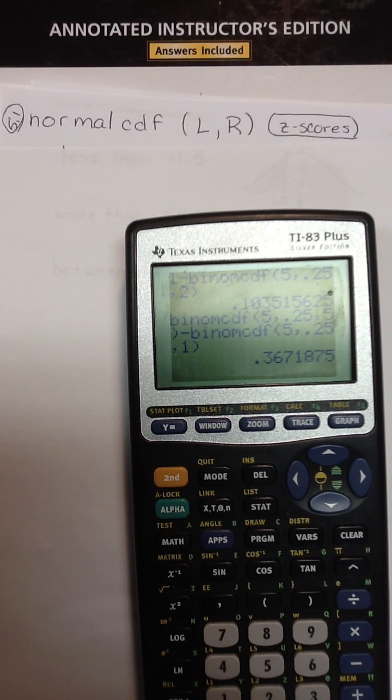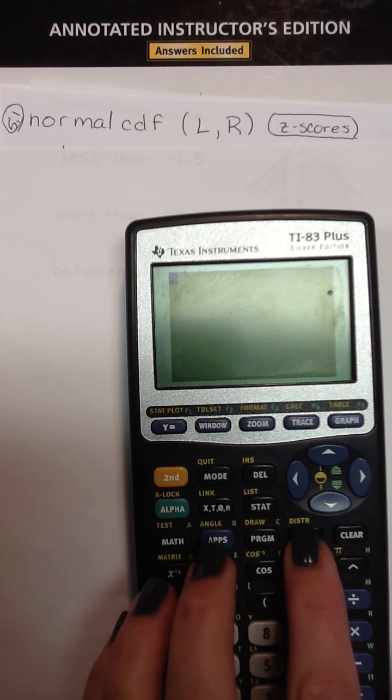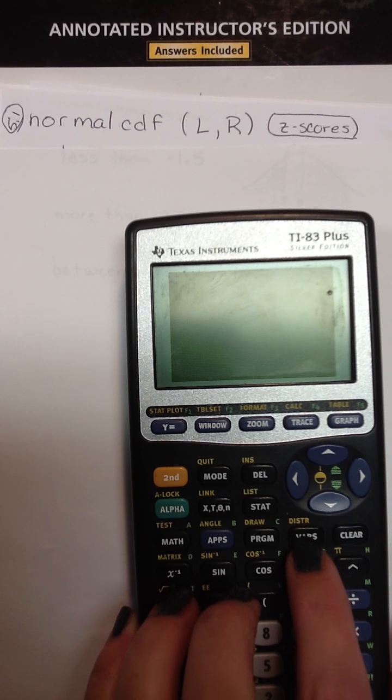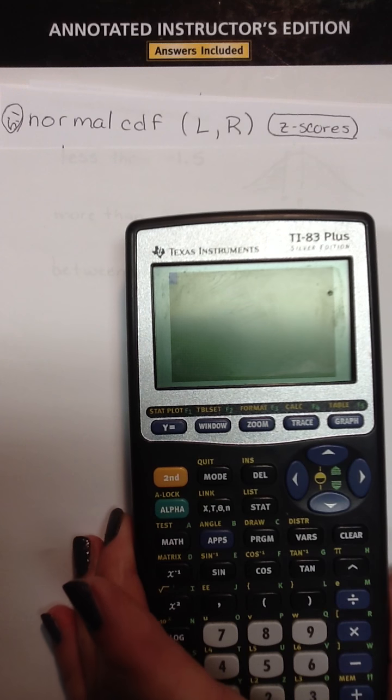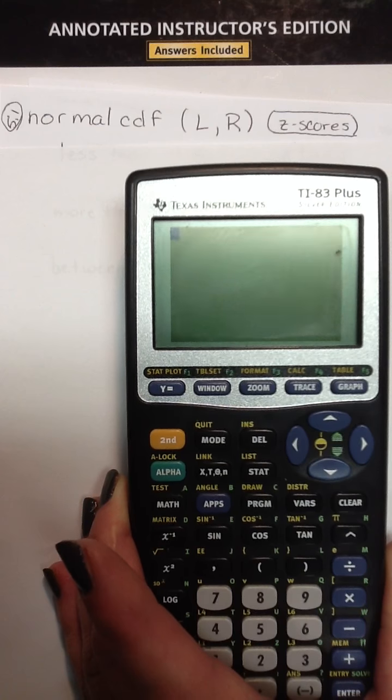Chapter 5, you're dealing with the normal curves, the normal distribution. And since it is a distribution, we're going to find those functions under the distribution, which is located under vars. So we're going to have to hit second to get to anything doing with the normal distribution function.